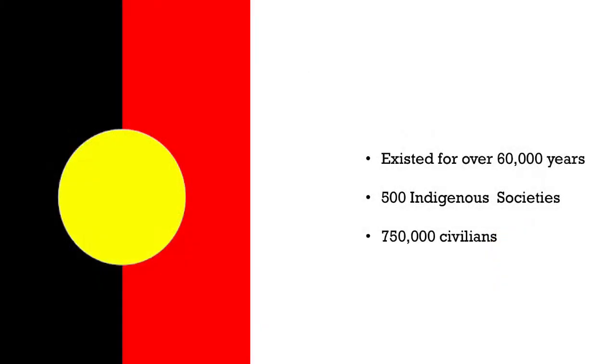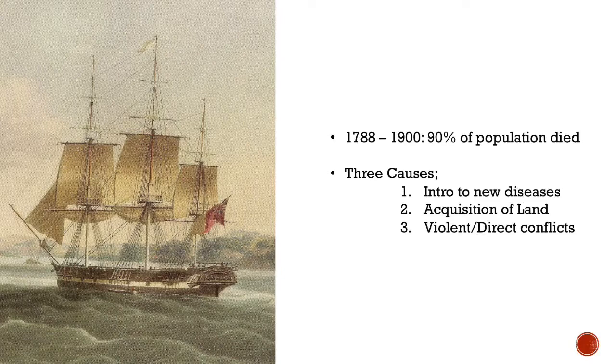After the British commenced the colonisation between 1788 and 1900, the indigenous population decreased by around 90%. The reasons for this population decline were, first, the introduction of new diseases such as smallpox and influenza. Second, the settlers' acquisition of indigenous land. And third, direct and violent conflict with the colonies.